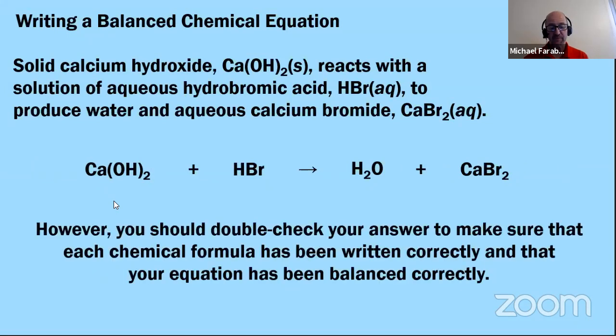correct. However, you should double check your final answer to make sure that each chemical formula has been written correctly and that your equation has been balanced correctly. So we have 2 bromine atoms on the right side of the equation. So we'll add a coefficient of 2 on the left. And now, as you can see, we have a total of 4 hydrogen atoms on the left and 2 oxygen atoms on the left. So we'll add a 2 as a coefficient in front of the water. And now this equation is completely balanced.